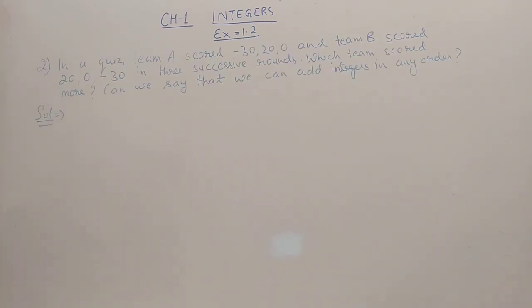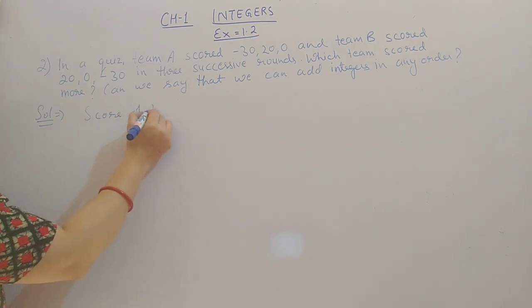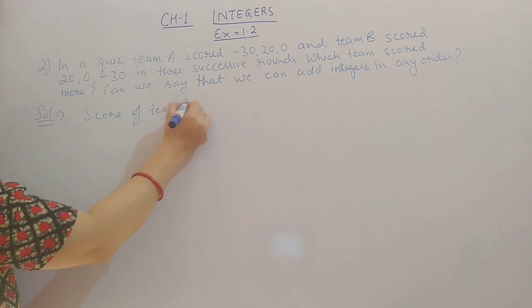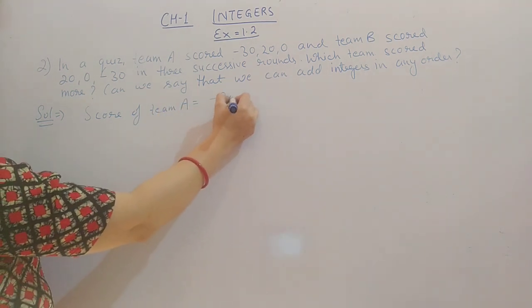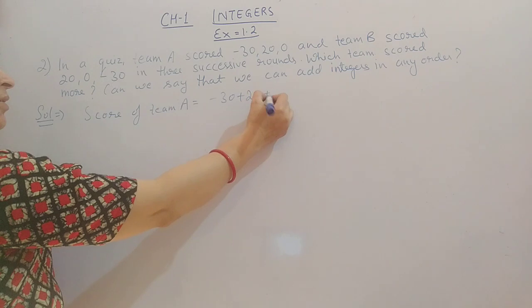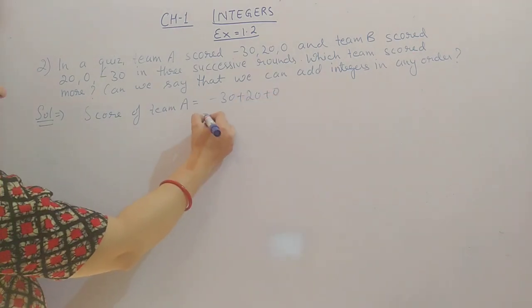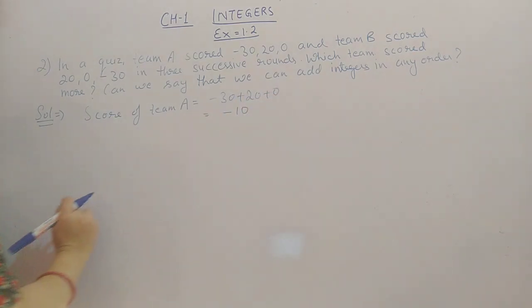Question number 2. In a quiz, team A scored minus 30, 20 and 0 and team B scored 20, 0, minus 30 in 3 successive rounds. Which team scored more? Can we say that we can add integers in any order? So let us check the first score for team A. Team A got minus 30, 20 and 0. If we add, the answer comes minus 10.